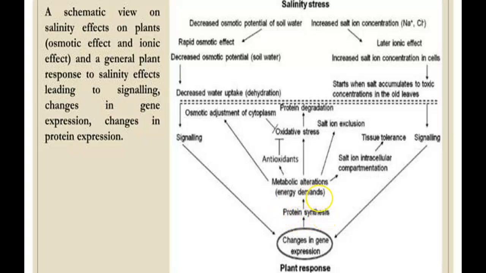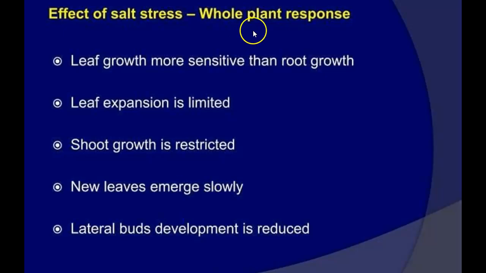When there is change in gene expression, there will be change in the proteins which are going to be synthesized. When there is altered protein synthesis, that will affect the metabolic activity. There might be production of antioxidants, or there might be oxidative stress, and there will be protein degradation. And there could be metabolic alteration that could result in salt ion exclusion. So this kind of signaling will be transferred under salt stress.